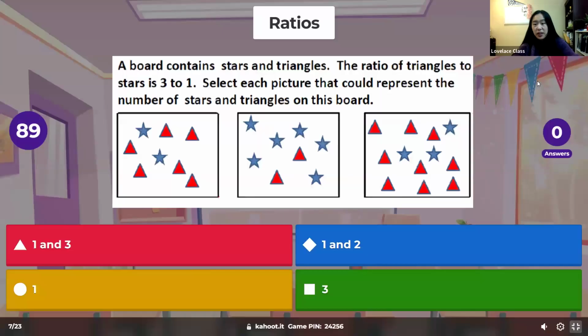Again, ratios, a lot of ratios. This is more of counting. Just look carefully, count carefully. It should not be super, super bad.